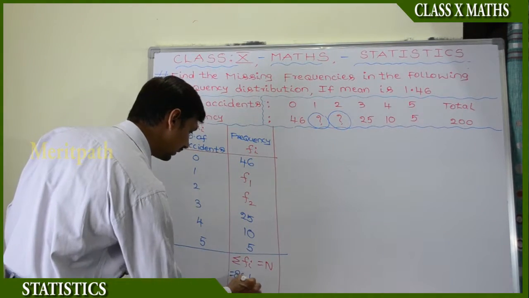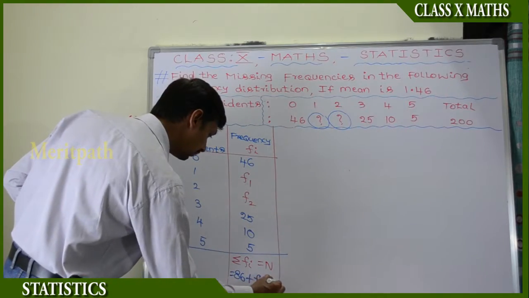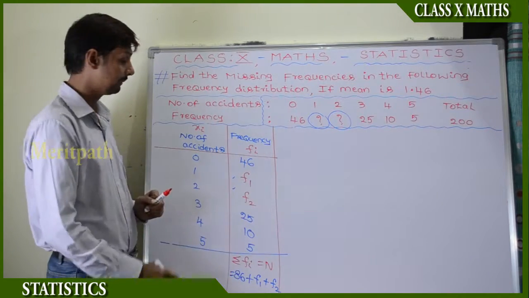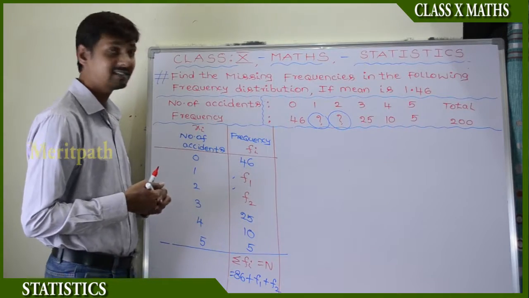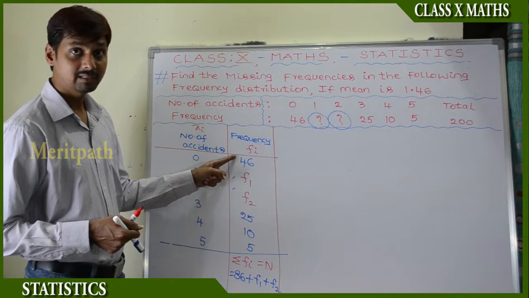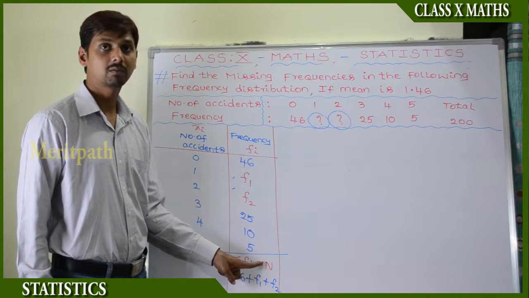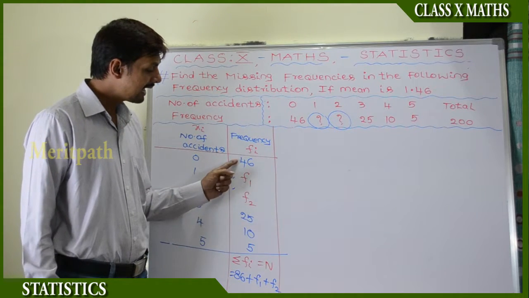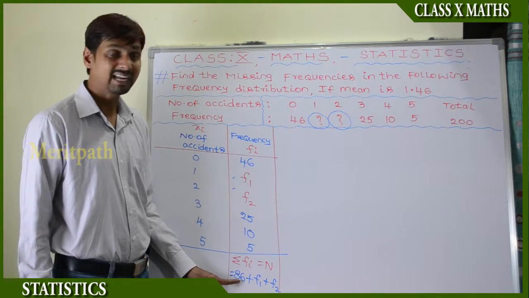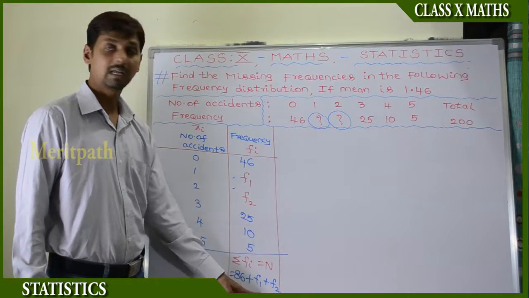After 86, there are 2 missing frequencies, and we need to add these variables separately. So F1 plus F2 are added separately. Let's recall that the sum of the frequency is called sigma fi, or n. We have added all the constant values 46, 25, 10 and 5 together to get 86, and the variables should be added separately, so plus F1 and plus F2.